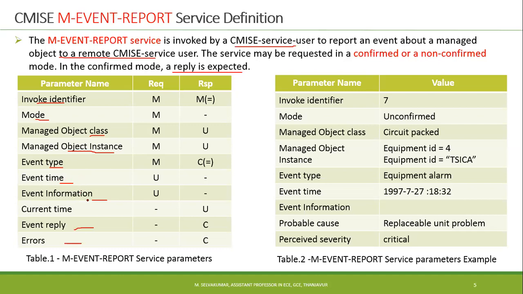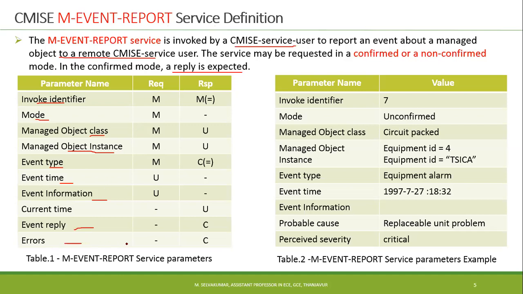And event information is indicated as U. M indicates mandatory and U indicates user option, that is, unconditional on the user's request. Here C represents conditional. In the event type, the event information identifies different classes of the event. So these are all the parameters used in the CMISE event report service definition.